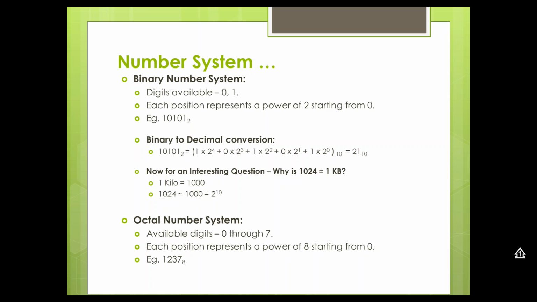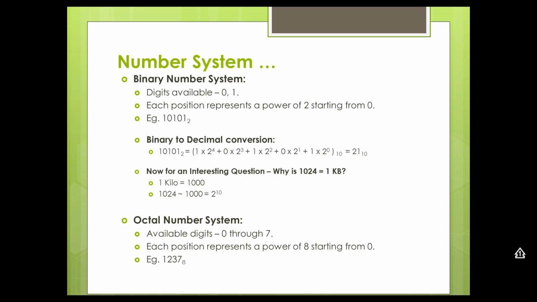Now, we saw in our first session that 1 kilobyte is equal to 1024 bytes, right? So how did we arrive at that value? Whenever we say 1 kilo, it is 10 to the power of 3, that is 1000. But in computer science, it is 1024. Whenever you say 1 kilobyte, it is 1024 bytes.